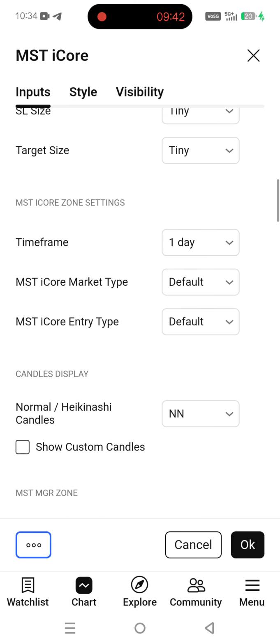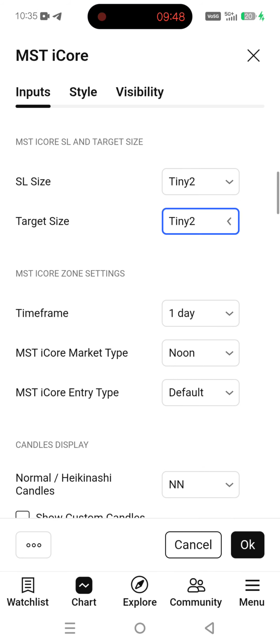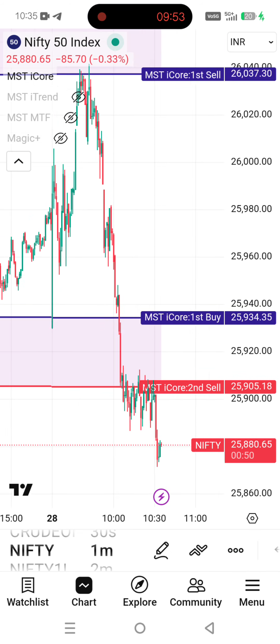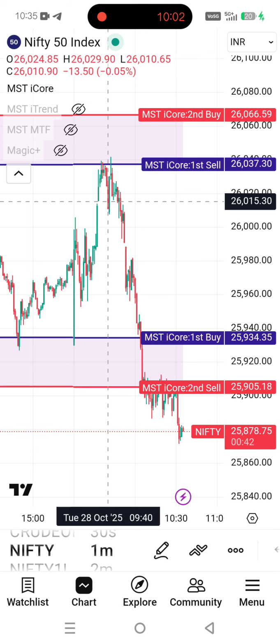Again go to the MST iCore market type, select the noon market, reduce the stop loss to tiny 2, target also tiny 2. So see what has happened. Yesterday's noon market trade is continuing. Yesterday's noon market trade was sell activated here, now today in the morning itself all the targets hit.